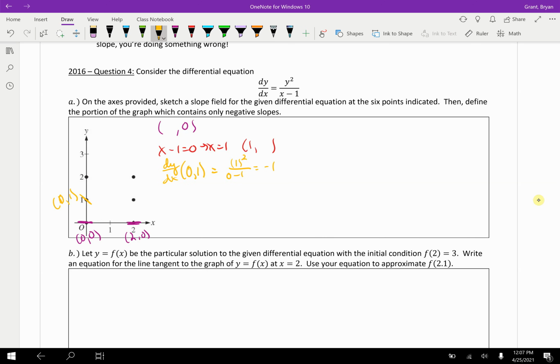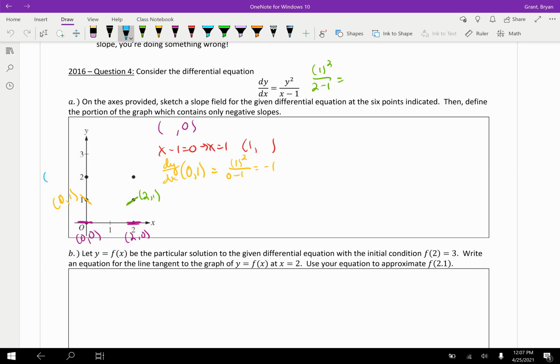Okay. What about this guy over here? We'll change colors again. This is the slope at 2 comma 1. So if I do 2 comma 1, can you see it? We have 1 squared over 2 minus 1. I think that just becomes 1 over 1, which is just up 1 over 1. So it looks pretty much exactly like the yellow one, just pointing in a separate direction.